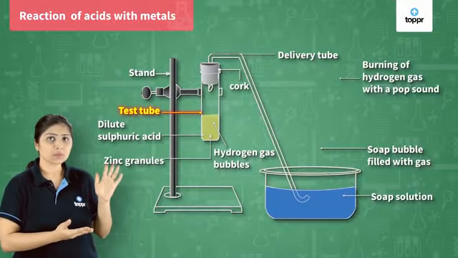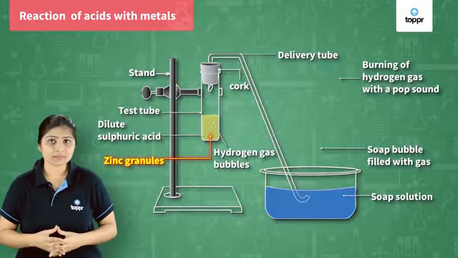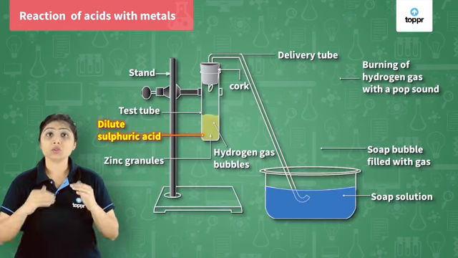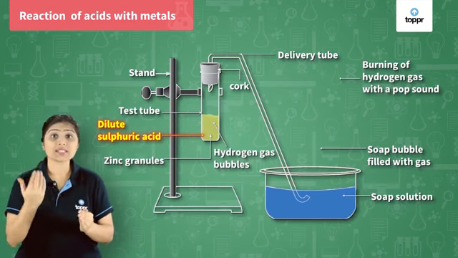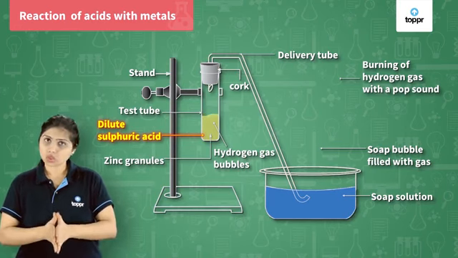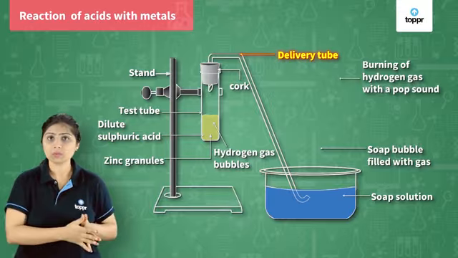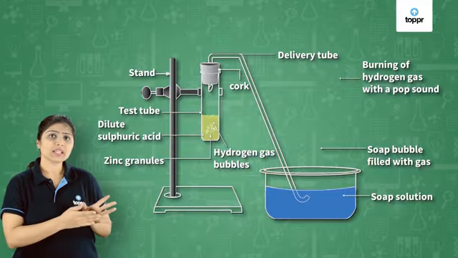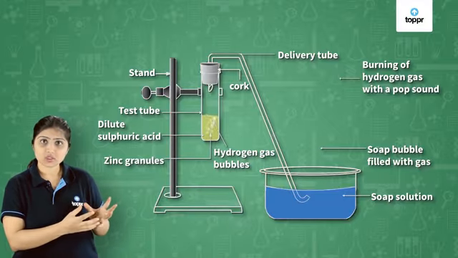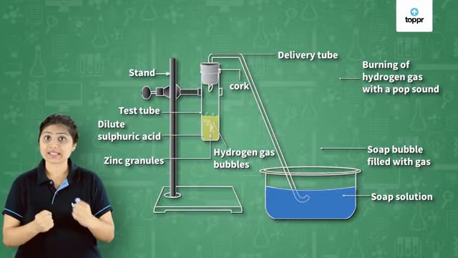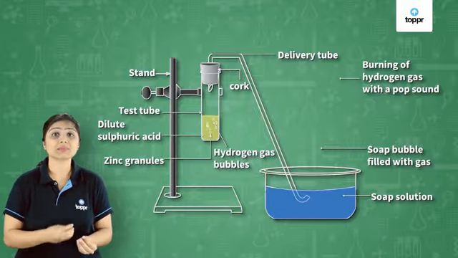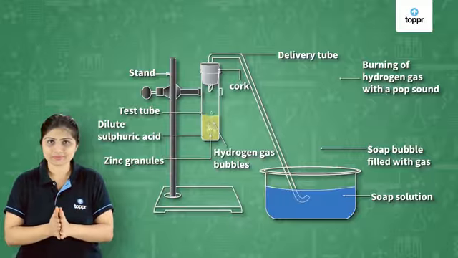We take a test tube which has zinc granules in it, and we add sulfuric acid to the test tube to check how the metal zinc reacts with sulfuric acid. And through the cork, we have a delivery tube which passes through the soap solution. Now, can you see some bubbles occurring in the test tube? This indicates that a gas is evolved. And it also indicates that a reaction has taken place between zinc and sulfuric acid.